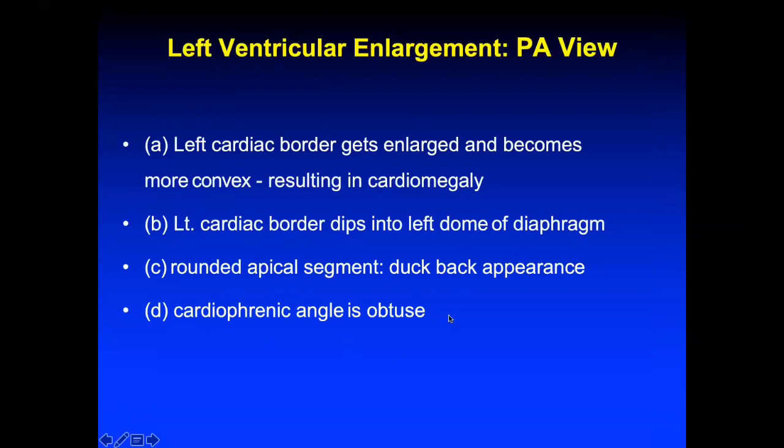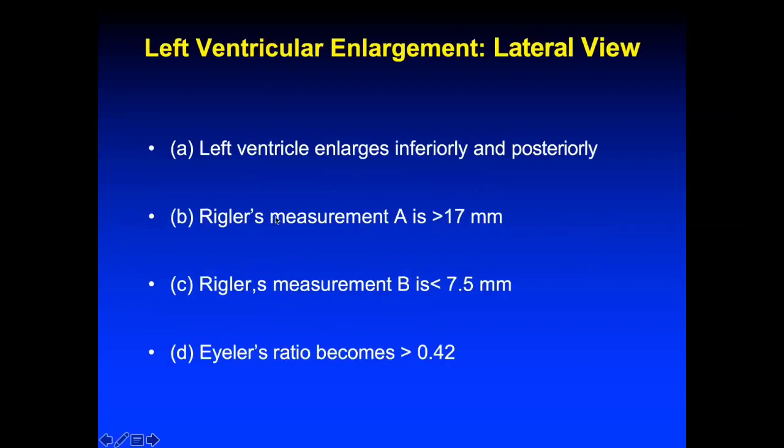But the most important, the most confusing thing is the cardiophrenic angle. The cardiophrenic angle is always obtuse in a case of left ventricular enlargement. In the lateral view, it always enlarges inferiorly and posteriorly. There are some measurements, but again, these are all exam based. You just need to remember them if someone asks you in the exam what the criteria are. These are not being applied practically as of now.